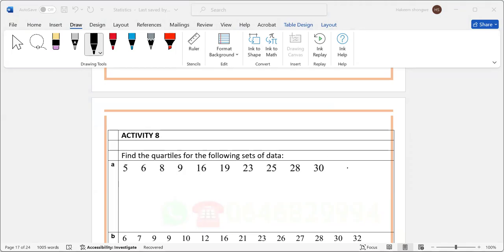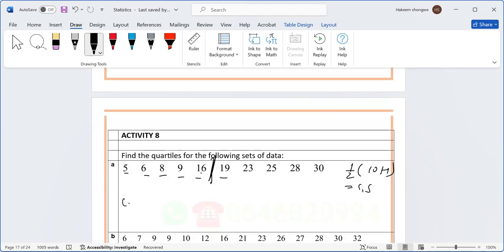Okay, let's go and get the position of Q2. It's going to be 1 over 2. And how many do we have? 1, 2, 3, 4, 5, 6, 7, 8, 9, 10. Plus 1. And then we get 5.5. Okay. 1, 2, 3, 4, 5, 6. We need to go back to 5. Then we have 16 plus 19.